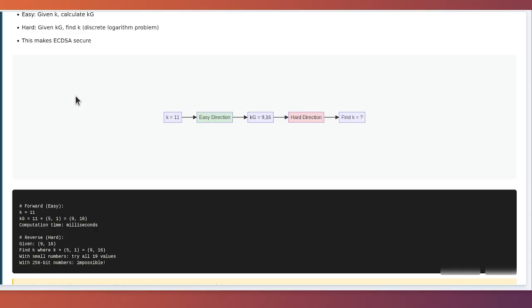This one-way property is the foundation of ECDSA security. Your public key is calculated by multiplying the generator G by your private key D. Everyone can see your public key, and everyone knows G, but nobody can work backwards to find D. The forward calculation Q equals D times G is easy. The reverse calculation, finding D from Q, is computationally infeasible with large numbers.